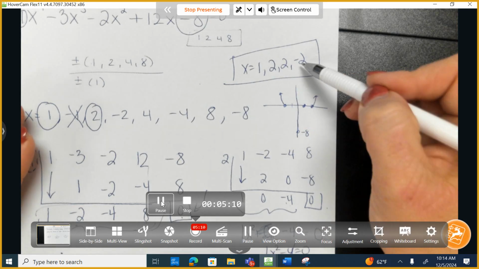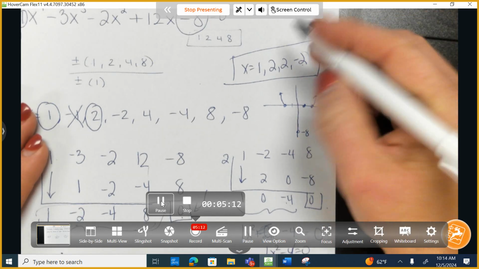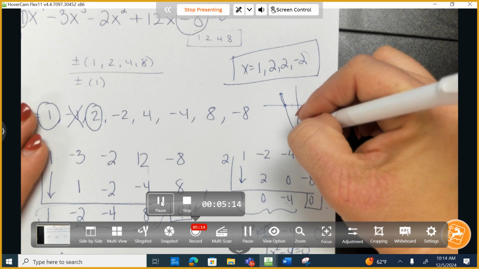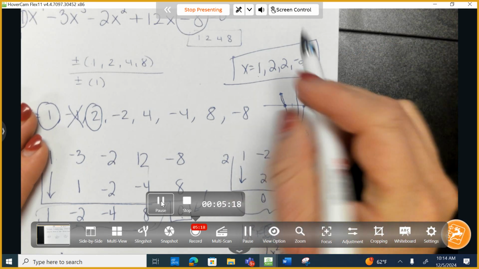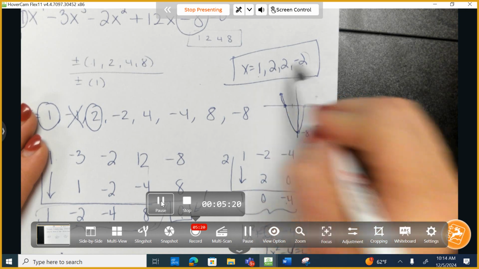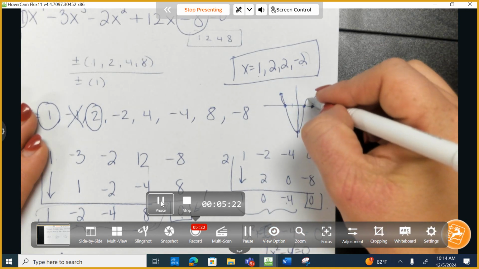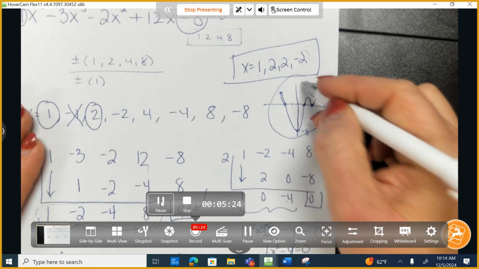Now at negative 2, there's only one solution. It's going to cut straight through. At positive 1, there's only one solution. It's going to cut straight through. But at 2, there's a double solution. It's duplicated, so it needs to bounce off at 2. And it looks something like this.